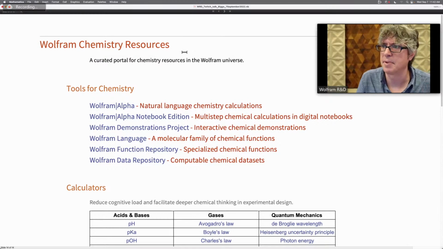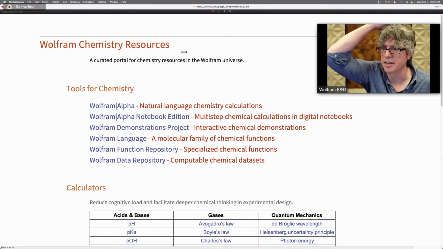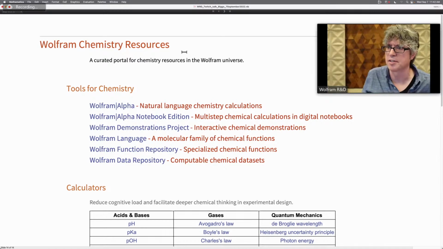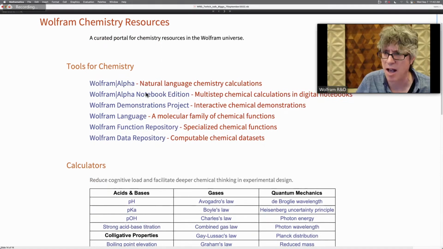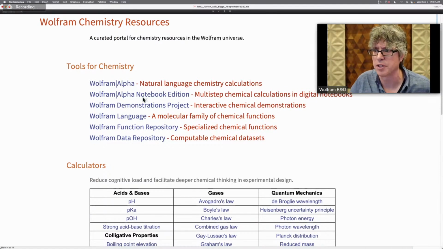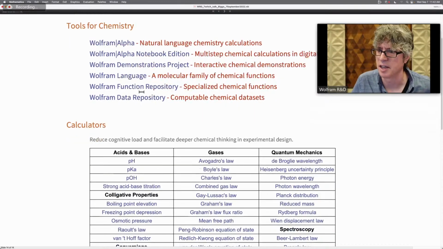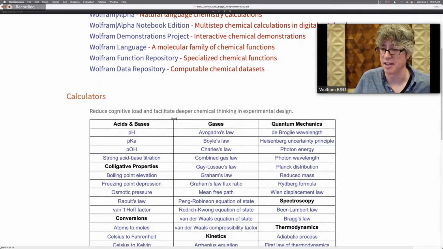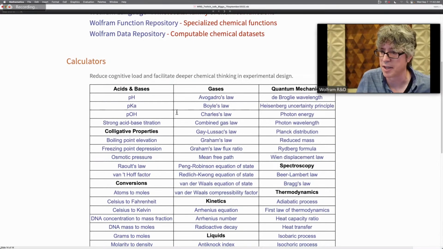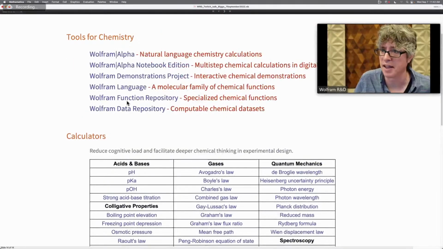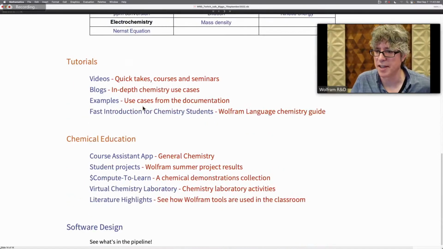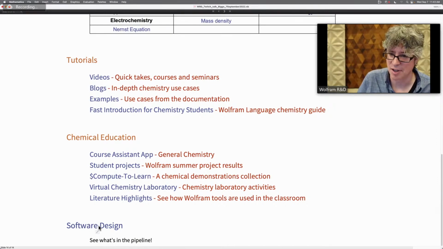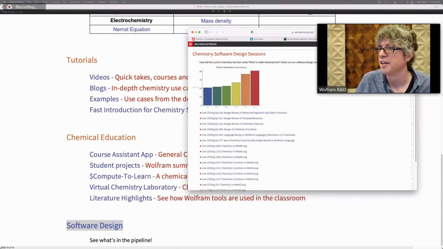This last slide is a page of resources that my coworker Jason Sonnenberg has put together, where it lists a lot of the resources that Wolfram Alpha and Wolfram Language have available. Right, we have a lot of calculators in Wolfram Alpha that you can interact with directly in your web browser. We've got a lot of functions in the function repository. We've got, so this last one, software design. That's an interesting link that should be followed here.